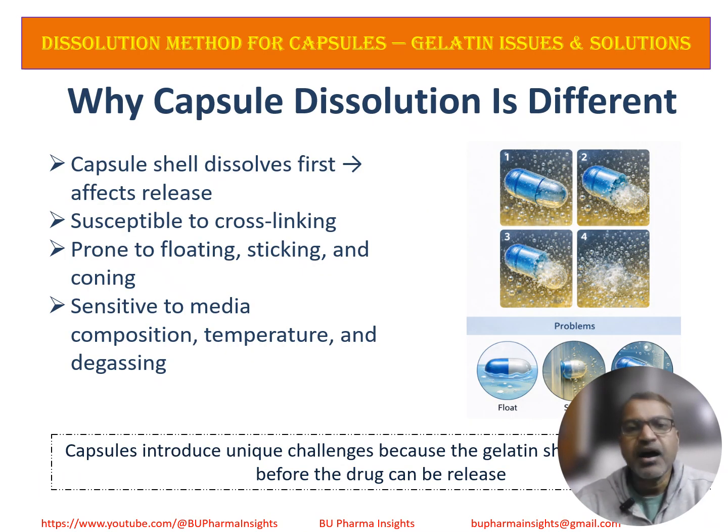Gelatin capsules are hydrophilic, meaning they readily absorb water. Because of this, their behavior can change with moisture exposure, aging, cross-linking, or even formulation leakage. All these factors affect how and when the capsule ruptures. Remember, in the capsule dissolution, the shell dissolves first, then drug is released. So, capsule performance depends not only on formulation inside but also on the integrity of the shell.